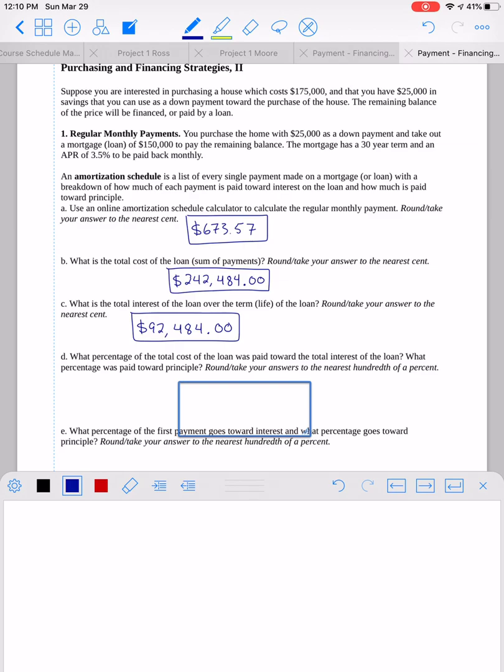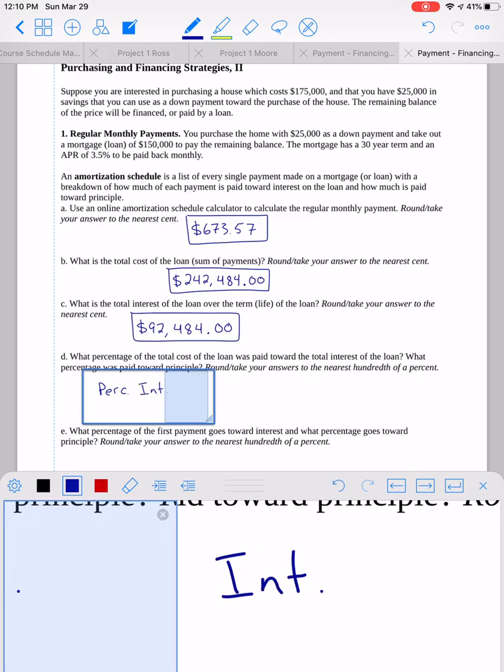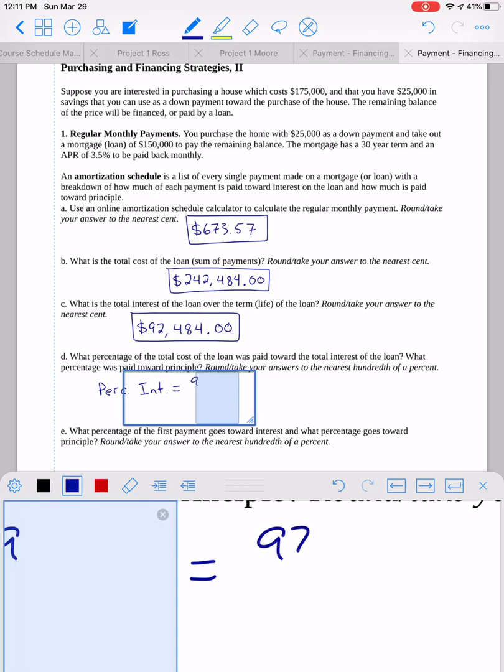What percentage of the total cost of the loan was paid toward the total interest of the loan? Okay, so we do have to do a few calculations here. So what we're asking for is, in total, the total cost of the loan, which is $242,000 roughly, and what percentage of that was the total interest of the loan, the $92,000. Well, that's fairly straightforward once we see that. Percentage of the total cost that was interest, or we'll say this, percentage interest is given by dividing the interest amount divided by the total cost of the loan.